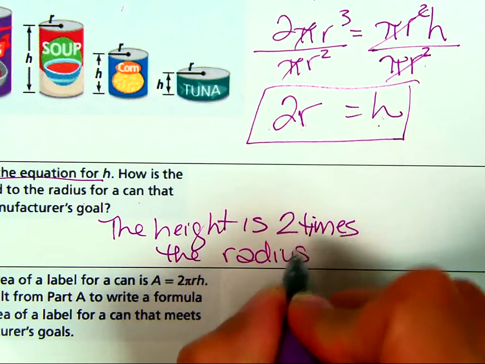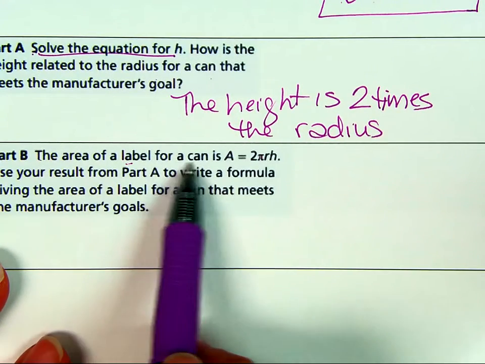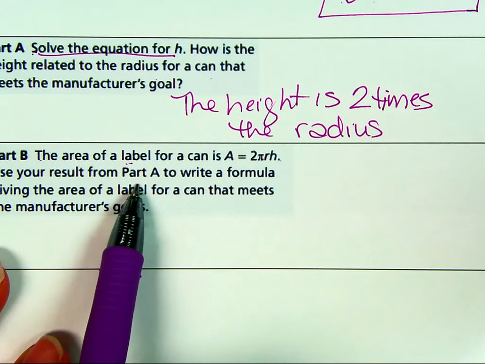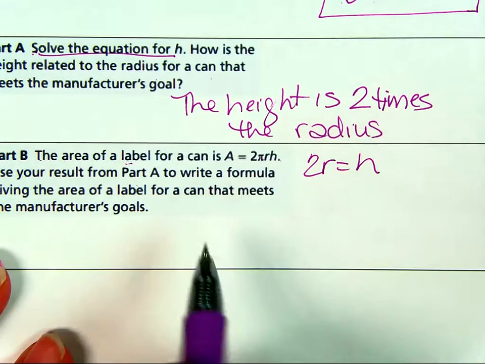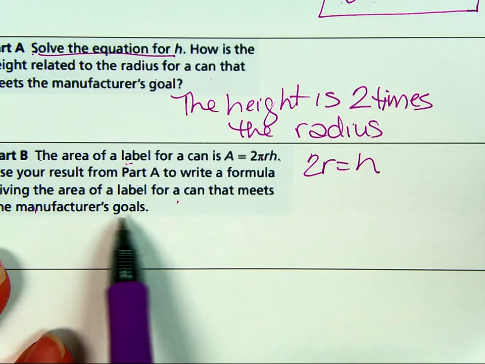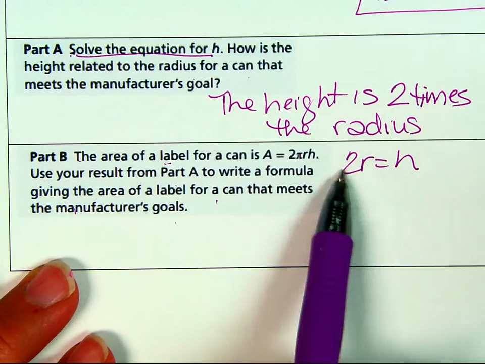Okay, we're going to use this information down here. Then it says the area of the label of the can is 2 pi r h. Use your result from part A. What was part A? The 2r equals h. To write a formula giving the area of the label for a can that meets this goal. The can that meets this goal is one where the height is 2 times the radius.